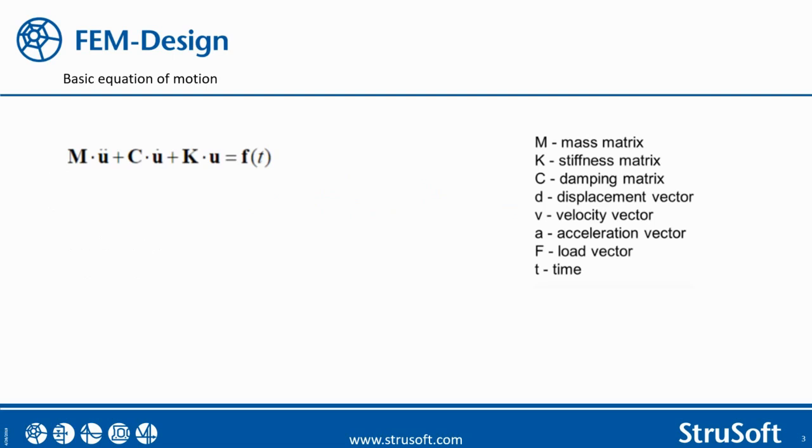So let's start. In this slide, you can see the basic equation of motion. It is in its general form for forced vibration. It contains mass matrix, stiffness matrix, and damping matrix, as you can see in this slide. During the analysis, the mass matrix is always constant. The stiffness matrix, on the other hand, is only constant for linear calculation and not for non-linear calculations.